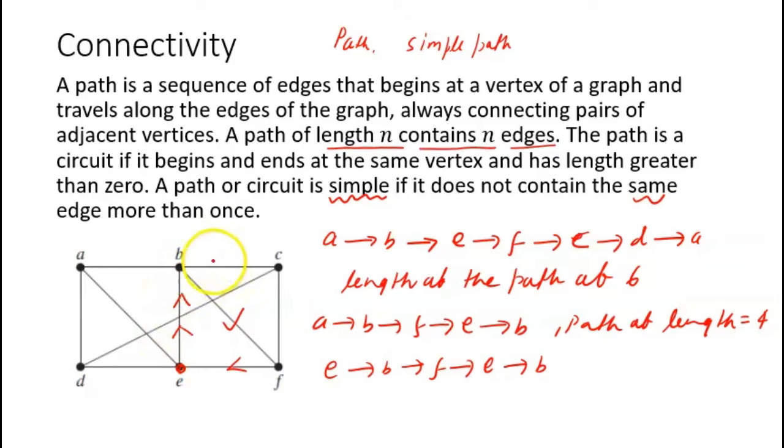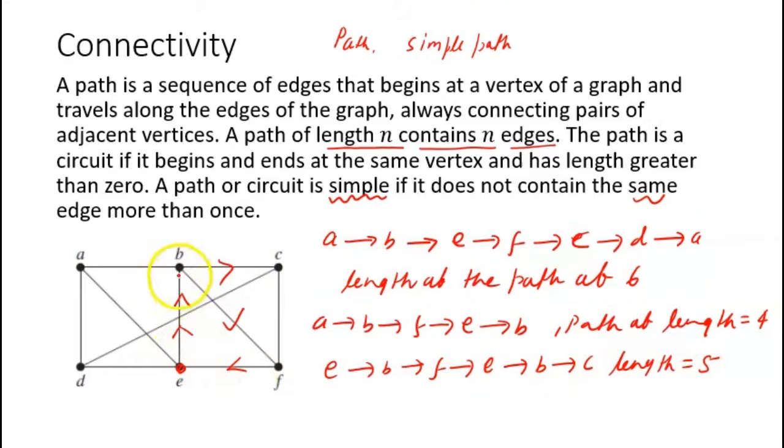And suppose I move from B to C, so again B to C. So you notice that what I have done, I started at E, went to B, so one edge, then B to F, second edge, then F to E, third edge, E to B again, fourth edge, and B to C, fifth edge. So the path length is equal to 5 here.